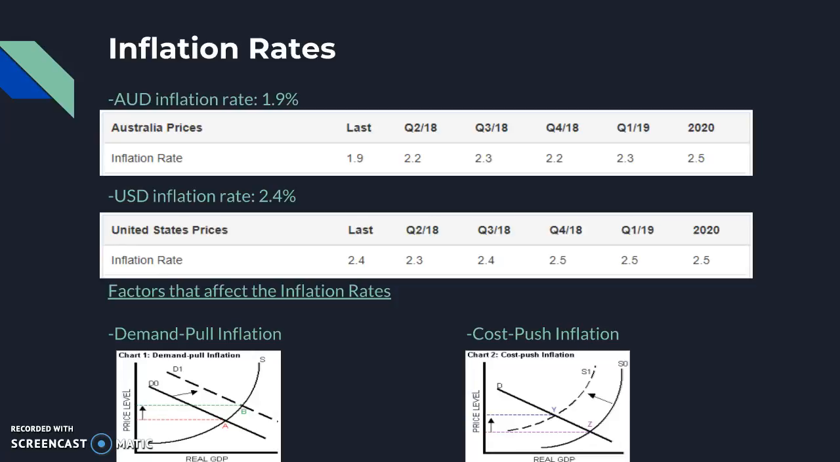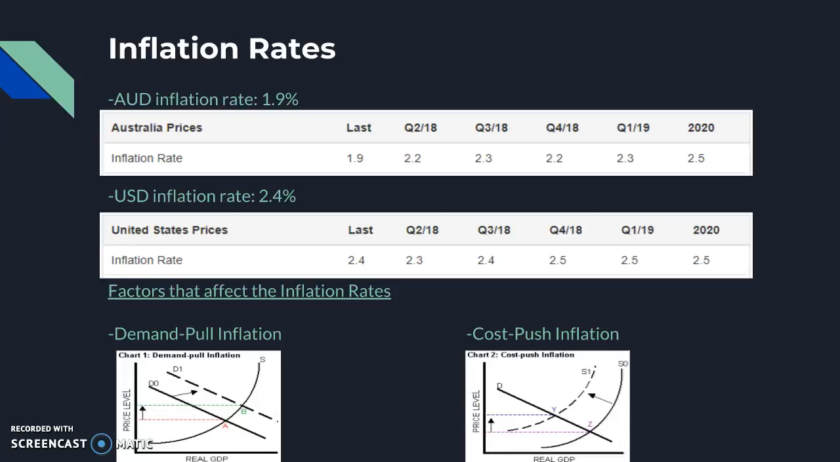There are two main factors that affect the inflation rates, and they are demand pull inflation and cost push inflation. As shown in the graph, demand pull inflation occurs when the price level increases along with the demand of real GDP.